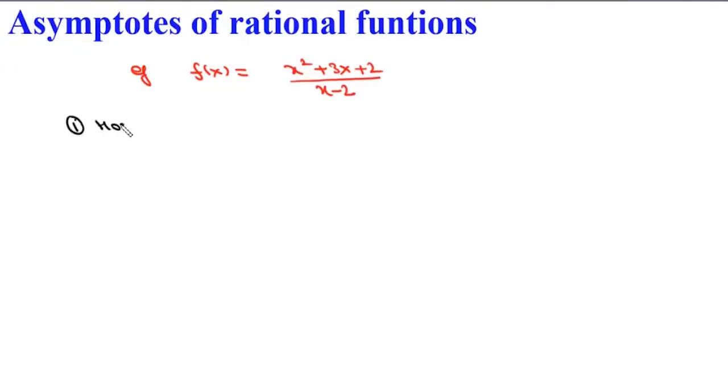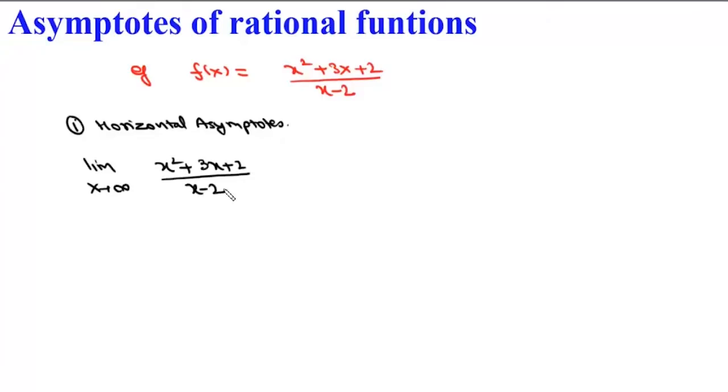Now for horizontal asymptotes, we'll calculate these limits. Limit x tends to infinite, x square plus 3x plus 2 upon x minus 2. Now in this case, the power of the numerator is greater than the power of the denominator. So when x approaches infinite, it approaches plus infinite. And since this value is not a finite value, we do not have a horizontal asymptote for x tends to infinity.